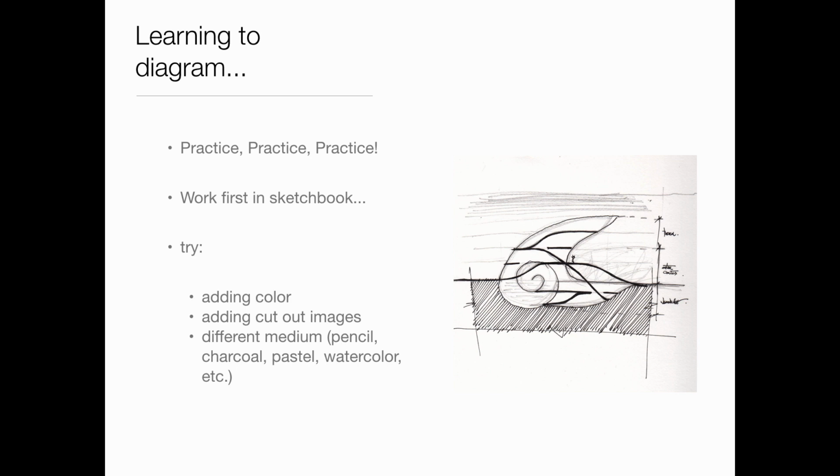If you're struggling with trying to identify what a diagram is, there are some tricks to help you out. If you try any one of these things, it'll start to feel more like a diagram. Maybe you draw all in black and white, and suddenly you add some color. That becomes a diagram. And we'll talk about these techniques a little bit more. Maybe you cut things out and glue in images. That can be a diagram. Maybe you work all in pen, and you add some pencil. Maybe you work all in a thick pen and you add some thin pen.